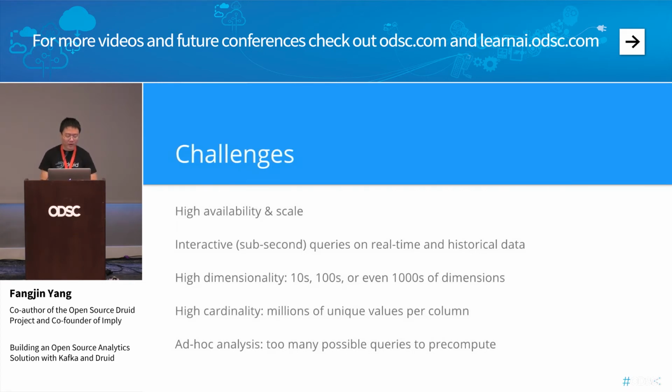Working with large streaming data sets, a common problem comes up when we have high dimensionality and high cardinality. High dimensionality means we have not just tens of columns, but hundreds or even thousands of different attributes that we have to consider. And the high cardinality problem comes up when we have millions of unique values per each of these dimensions, or per each of these attributes.